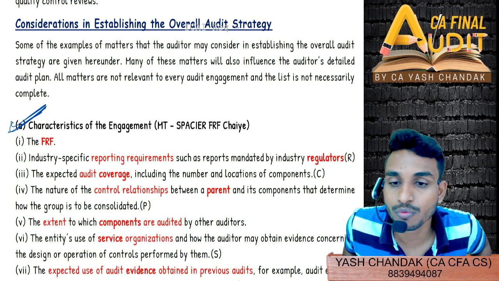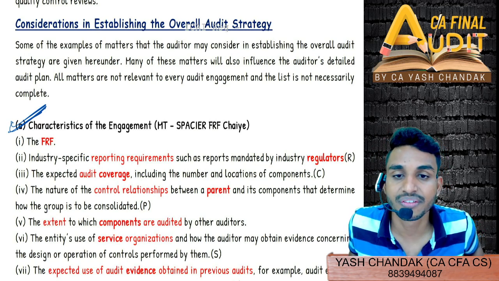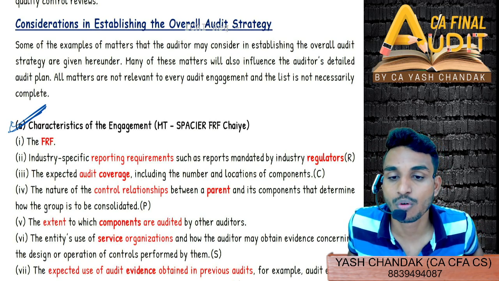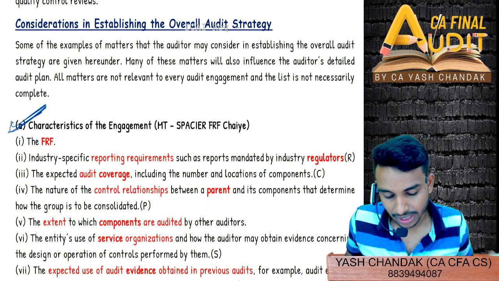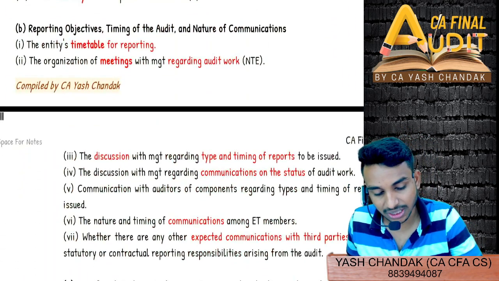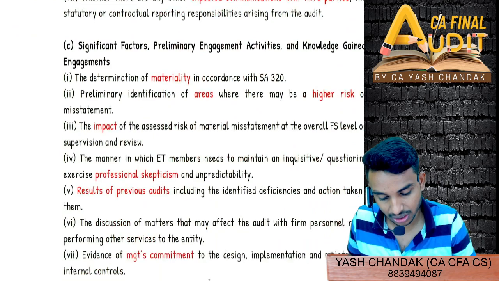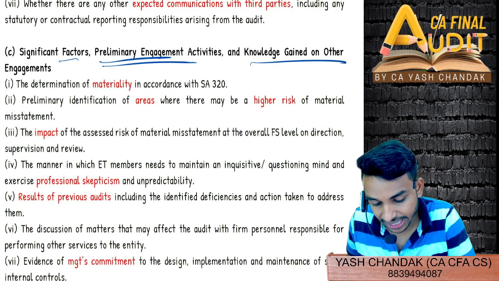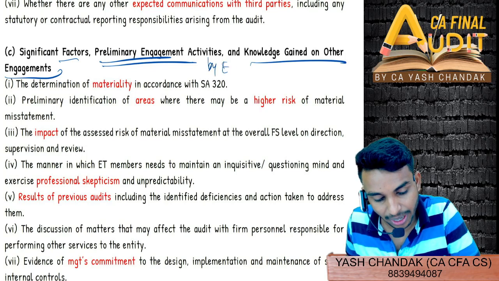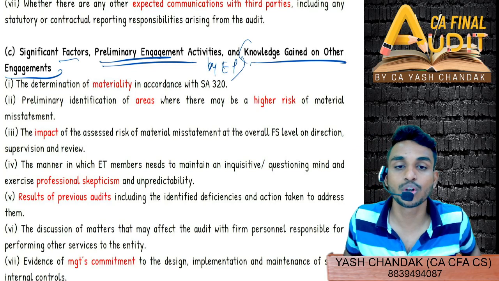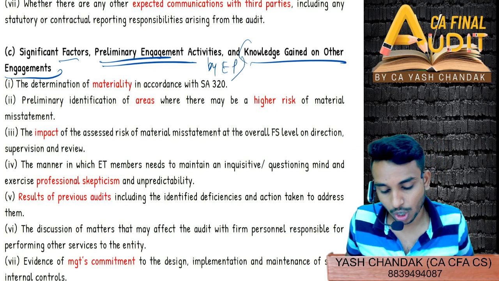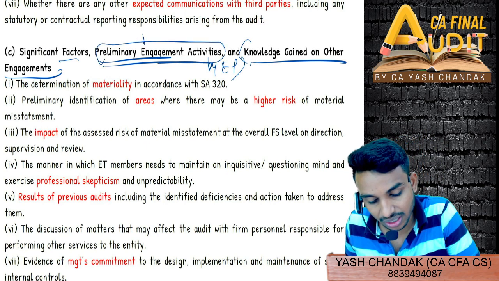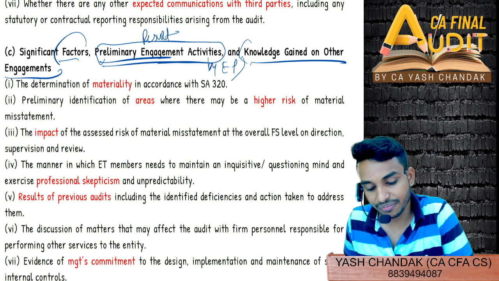This I gave you as homework for ESSAY 300. As homework I have given these topics to you: characteristics of the engagement, reporting objectives and timing and nature of the communication, significant factors, preliminary engagement activity, knowledge gained on other engagements by the engagement partner. By the engagement partner, has he gained any other knowledge during the previous audits, and what was the result of the preliminary engagement activity? Significant factors.